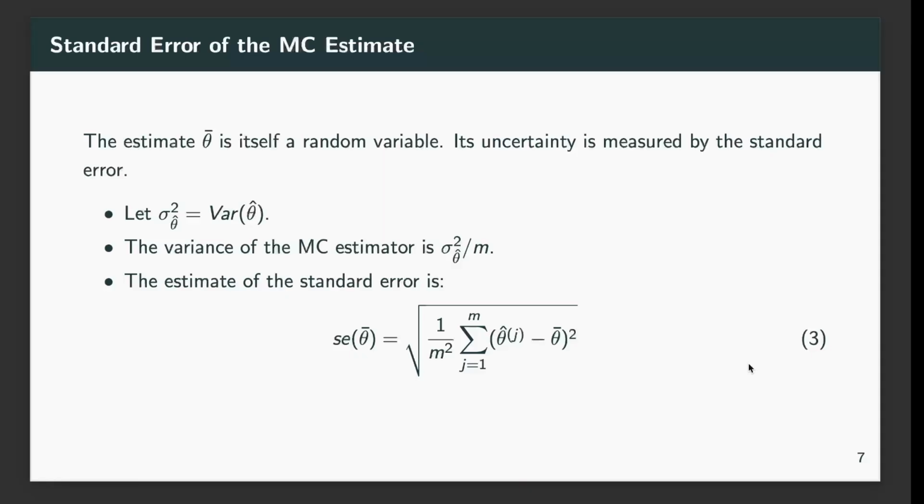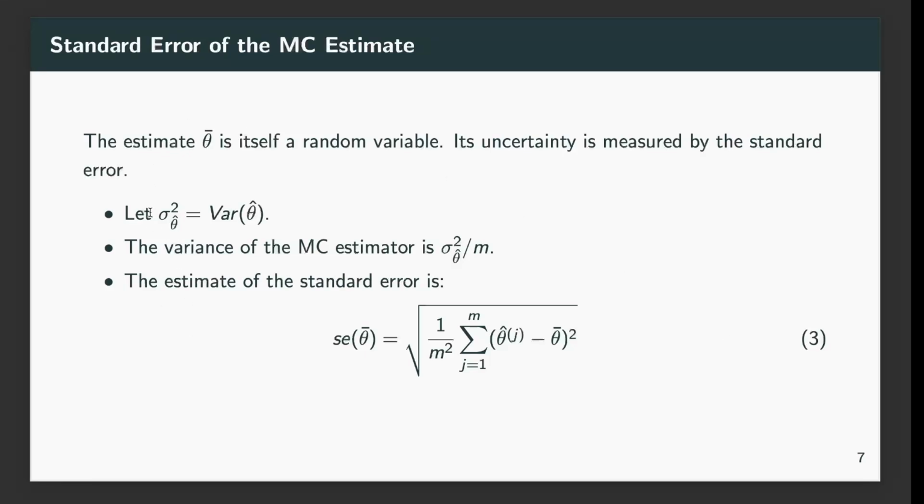Okay, moving forward, we already know the steps to generate the Monte Carlo estimate, but I think a more important question that we should ask ourselves is how accurate our Monte Carlo estimates are. Because theta bar itself is a random variable and it can vary across different runs, depending on the random samples generated, we need to be able to quantify this uncertainty. So how do we do this? We can use the standard error of the MC estimates.